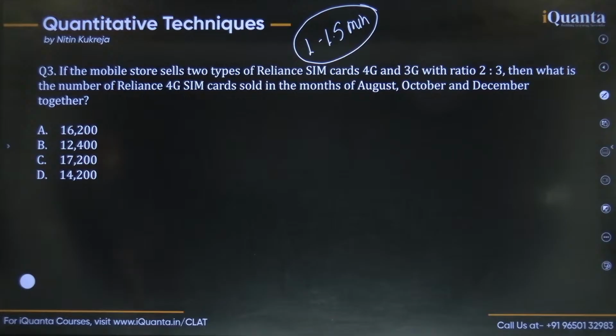Not that difficult. They're saying the mobile store sells 2 types of Reliance SIM cards, 4G and 3G, with the ratio of 2:3. Then what is the number of Reliance 4G SIM cards sold in the months of August, October and December together? See, this has a ratio as well. Arun, you were talking about the ratio, right? So this question has something to do with the ratio.